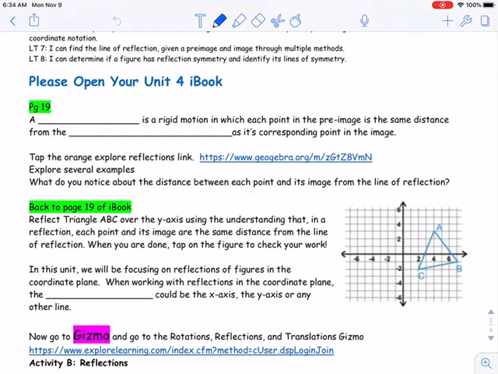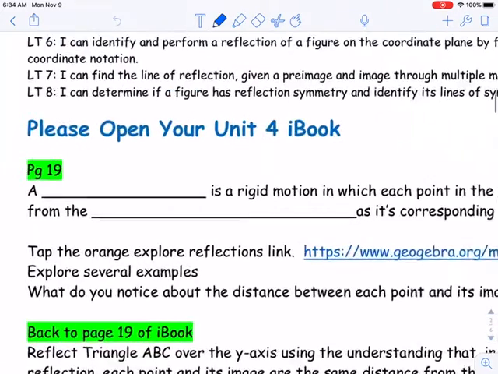Okay, so if you're still here, we're in video 2. It says, please open up your Unit 4 iBook. I'm not going to quite do that yet, but we will visit it ultimately. I just don't want to be bouncing back and forth too much. So I'm just going to fill in these blanks without using the iBook.